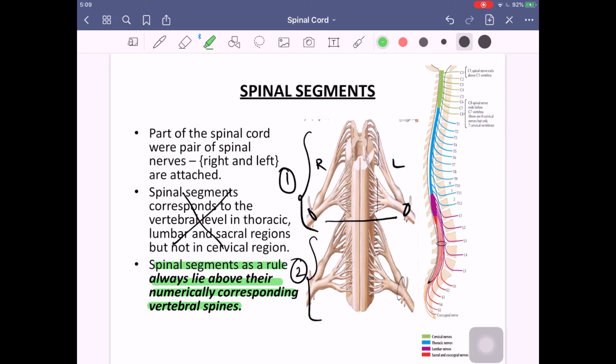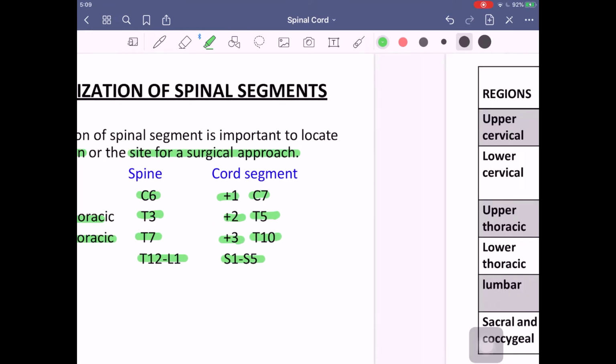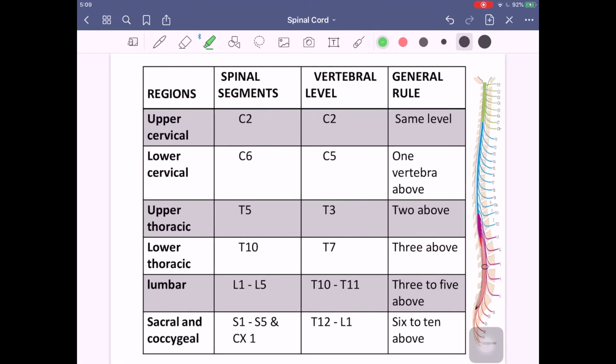A spinal segment as a rule always lies above the numerically corresponding vertebral spine. That means they will not be at the same level. So it is always above whatever the number we are saying, except the upper cervical. In case of upper cervical, there are total 8 segments. So C1 to C4, till C4 the levels are the same. So they are at the same level.